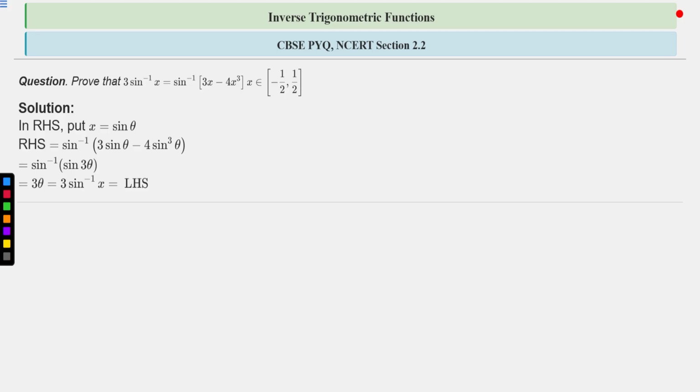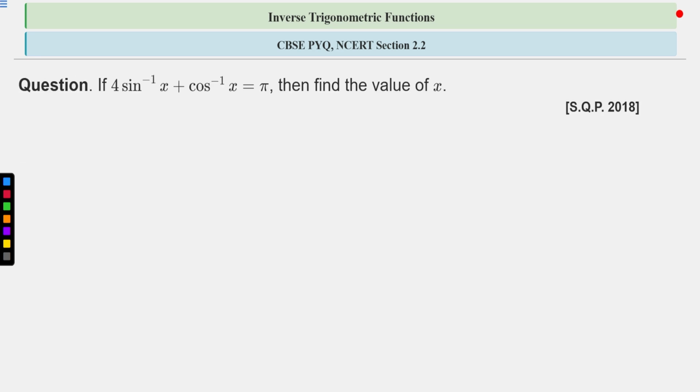So in this way, we have proved the above expression, 3 sine inverse x is equal to sine inverse of 3x minus 4x cube. Okay, let's move to the next question. This question says, if 4 sine inverse x plus cos inverse x is equal to pi, then find the value of x. It is given, then we have to find the basic value of x.